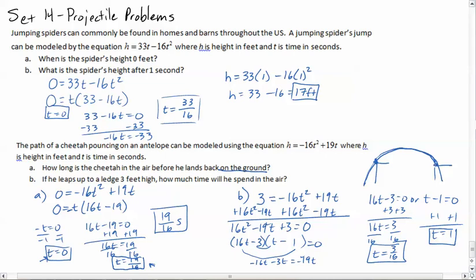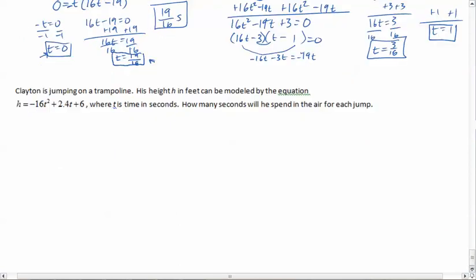All right, so let's move on to the very last question. Clayton is jumping on a trampoline. Again, his height can be modeled by this equation. H equals negative 16t squared plus 2.4t plus 6, where t is time in seconds. How many seconds will he spend in the air for each jump? Okay, so we need to calculate from when he's on the ground, he goes in the air, and on the ground again. So what does that mean? Hopefully you got that meant the height is 0.